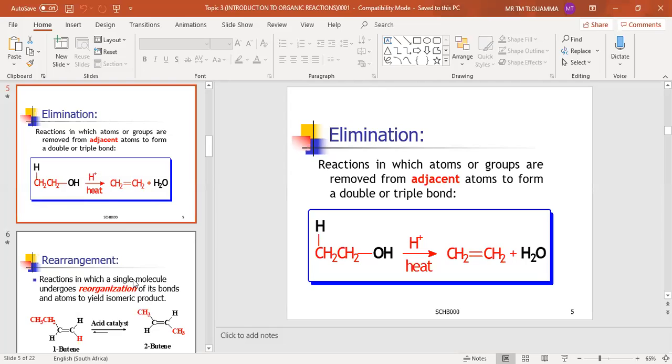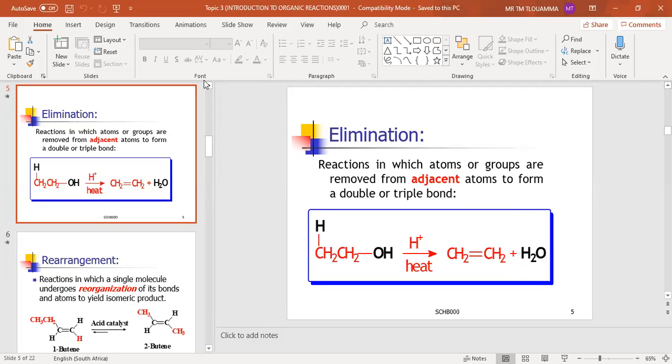The double bond or the triple bond. The atoms of the group are removed from the adjacent atoms, which is OH and H, you see, and then we form the double bond here. Since we have removed our adjacent atoms to form our triple bond, water is going to come this side.